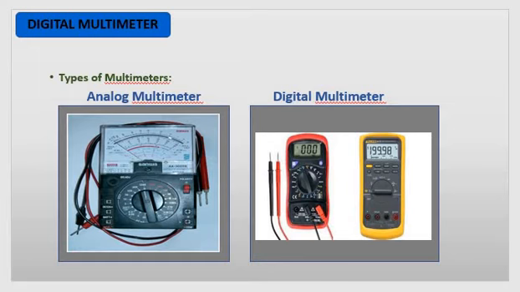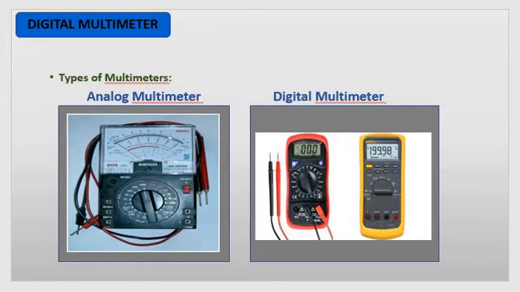For multi-range measurements, different resistors of different values can be used, which are connected in series with the meter. And next, for measurement of resistance, the unknown resistance is connected in series with the meter and across a battery, such that the current passing through the meter is directly proportional to the unknown resistance.